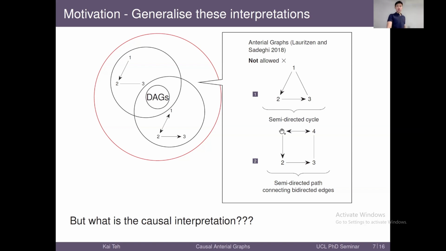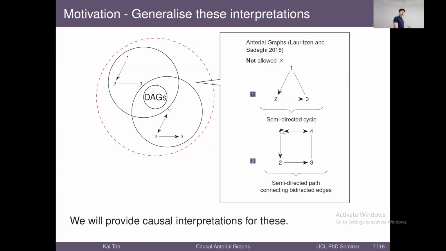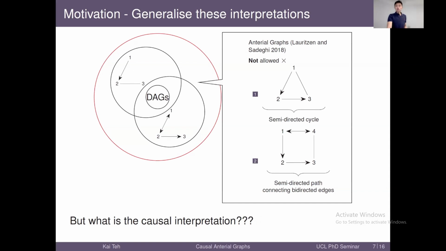So what I'm going to do is restrict myself to a subset of anterior graphs that still contains the graphs we're interested in. And we will do a causal interpretation of those graphs, of this dotted circle of graphs. I hope that's clear on what my work is trying to do here.